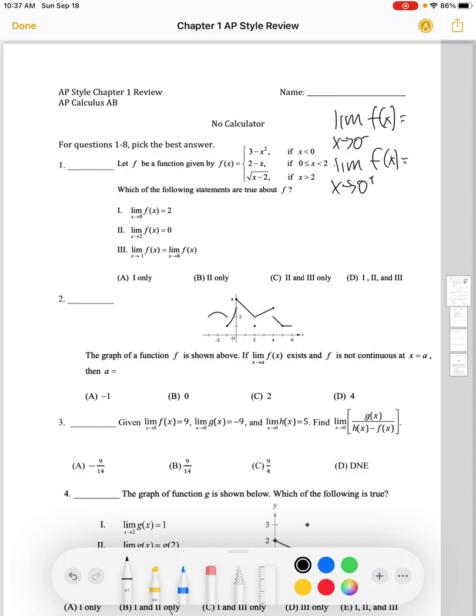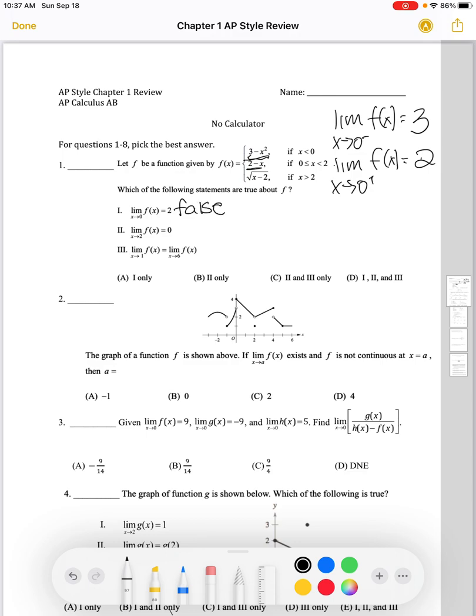So if I approach 0 from the left, I would be looking for x less than 0. That would be plugging it into this top equation here, which is going to end up being 3. And then if I go to 0 from the right, I need something that's greater than 0, so x is greater than 0 on this second equation. That's going to be plugging in 0, 2 minus 0, so 2. The left and the right-handed limit are not the same, so this first statement is false.